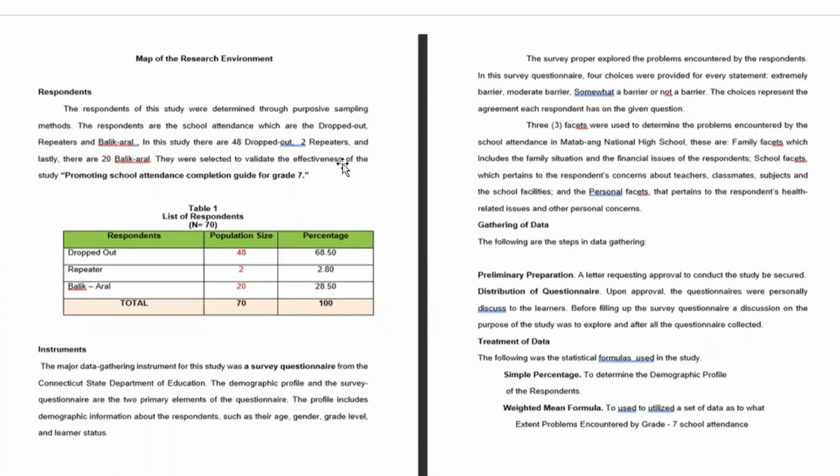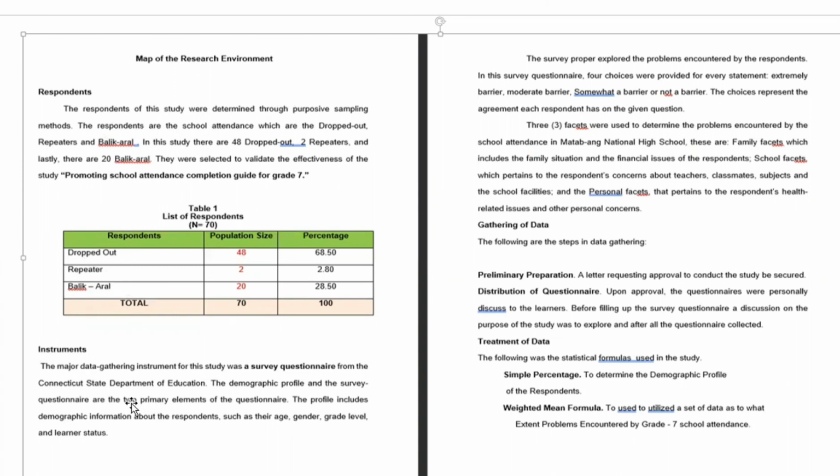Again, also part of the research methodology is the respondents. Respondents should also have a narration first, narrative, no? And the table. Okay, so if you are dealing with demographic profile, you have to put there dropout, repeater, balik-aral, regular student, ALS passer, whatsoever. If you are not really seriously dealing with the demographic profile, then you have to put there female and male.